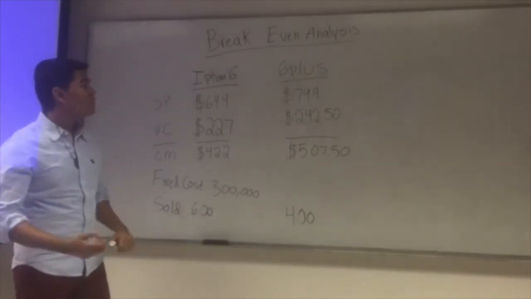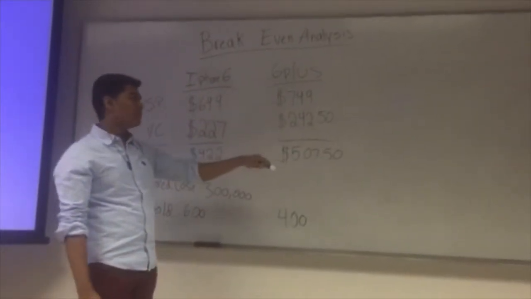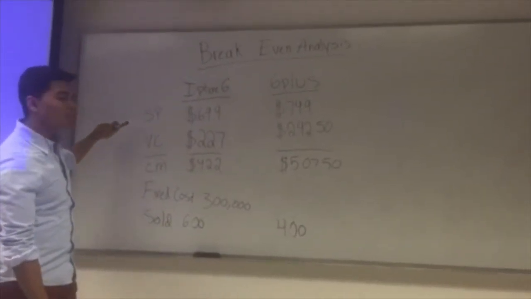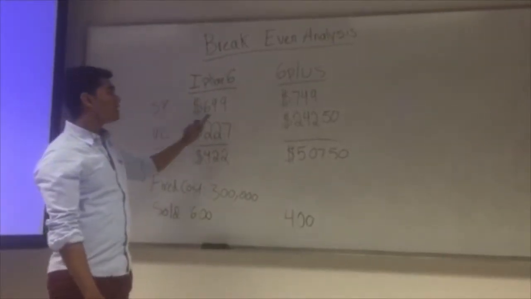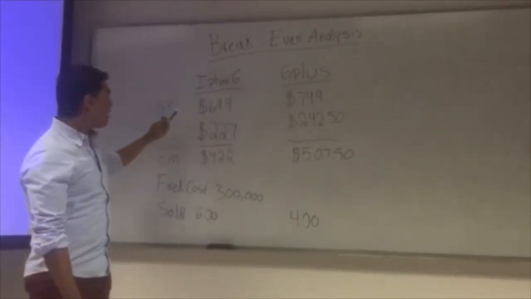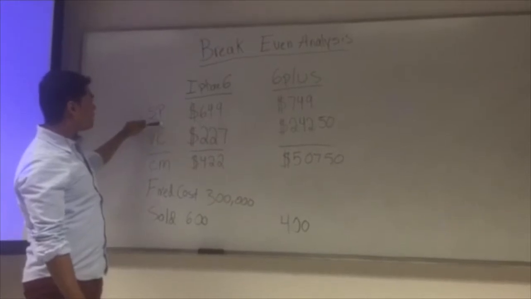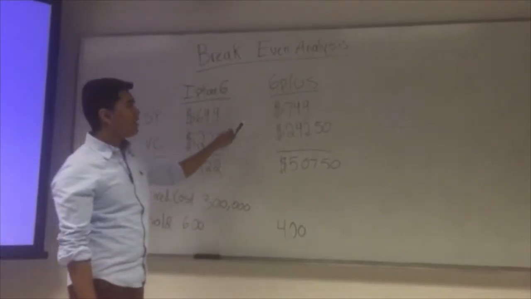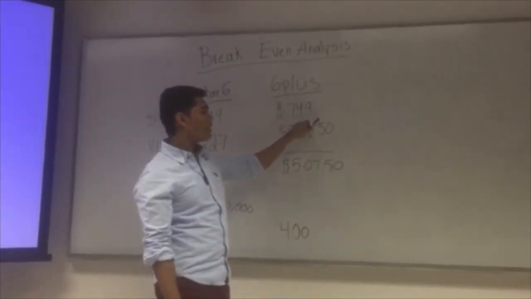So today guys, we're going to do break-even analysis. Now we have two products and our company is Apple. So we have iPhone 6 and the iPhone 6 Plus. Now for iPhone 6, their selling price is $649 and for their 6 Plus is $749.